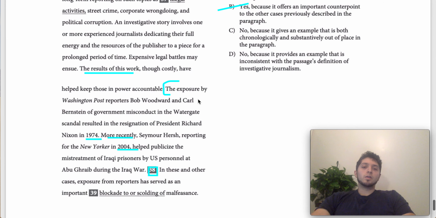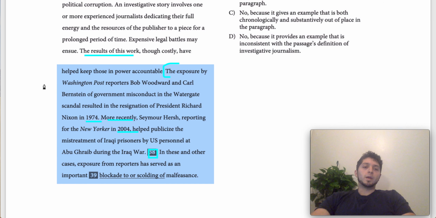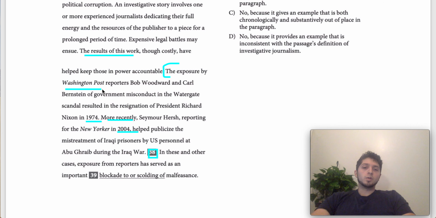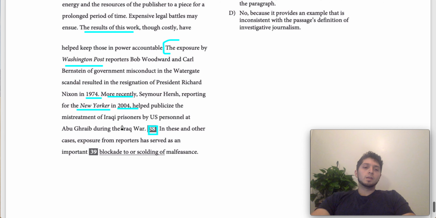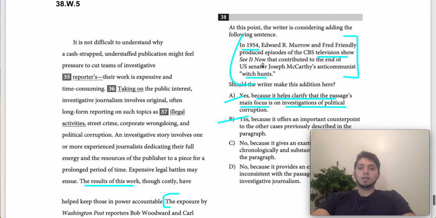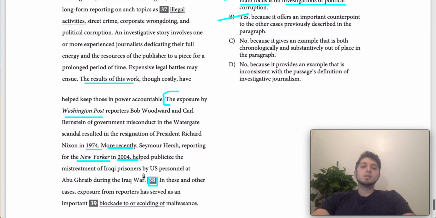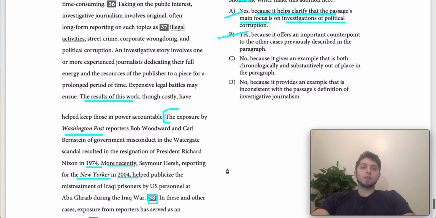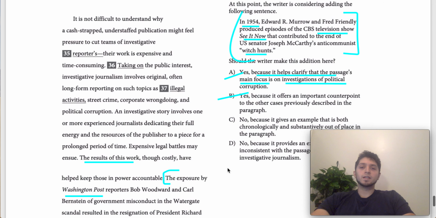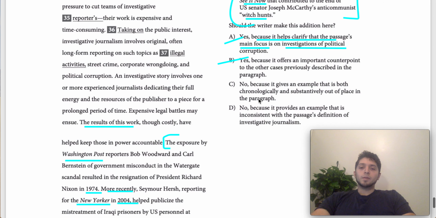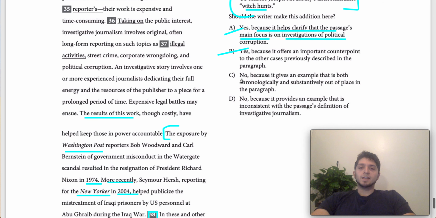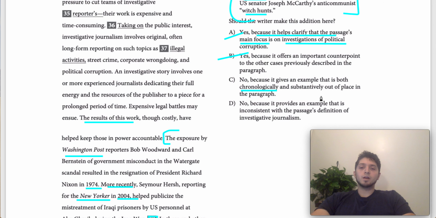The other thing is to know that this is specifically talking about newspapers, right? So here we have the Washington Post, and here we have the New Yorker. However, here we have a CBS television show, See It Now. So maybe we eliminate it because in terms of the time and in terms of the medium that's being used to express this investigative journalism, that's wrong. So maybe that's the reason. And sure enough, that is it. It says C, no, because it gives an example that is both chronologically, that means the time is off, and substantively, that means the medium is off, out of place in the paragraph. So for that reason, we would choose answer choice C.